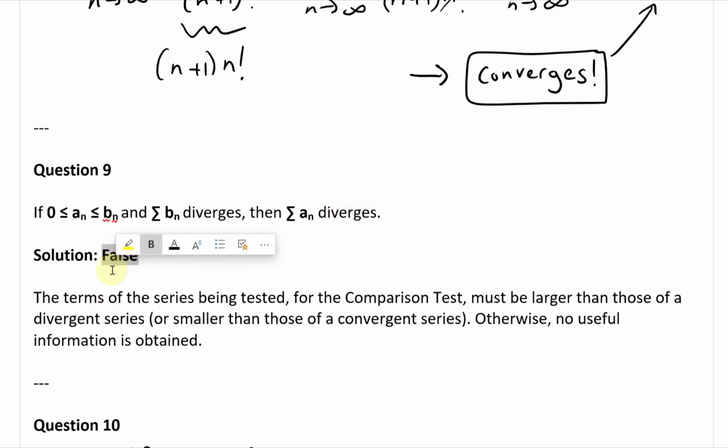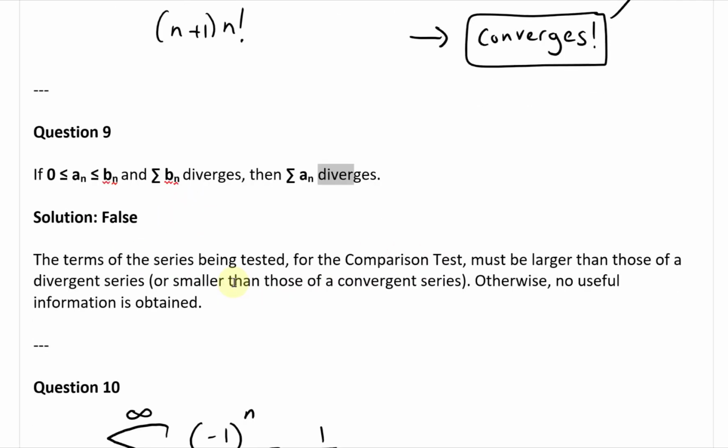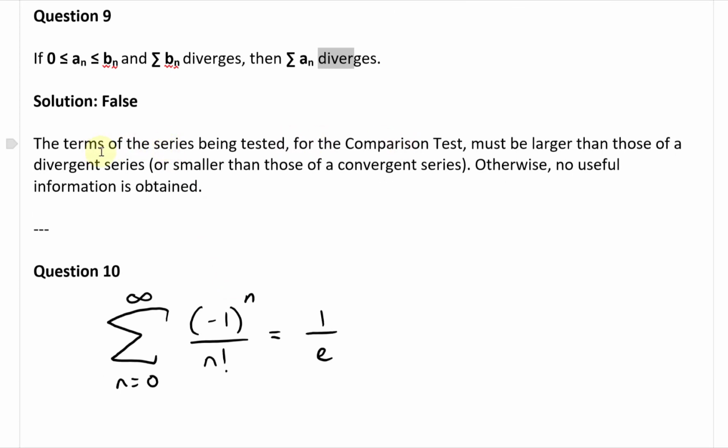The solution is false because this is just a comparison test. It says that if the series bn is divergent and the terms an are less than bn, then an doesn't necessarily diverge, because all these terms are less than a divergent one. It's the opposite of the comparison test. The terms being tested must be larger than those of a divergent series or smaller than those of a convergent series.